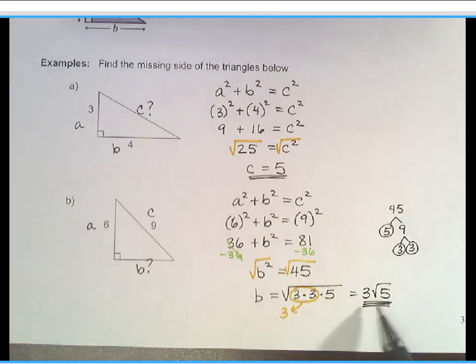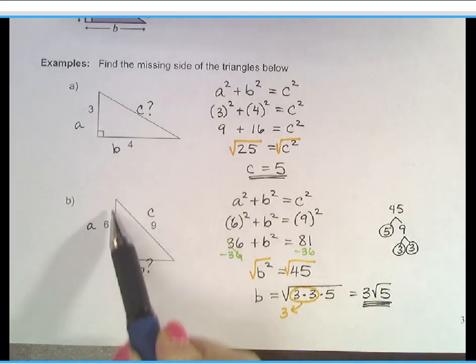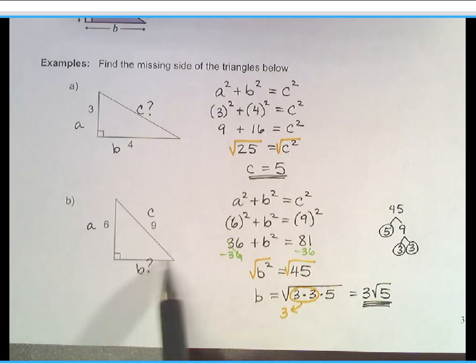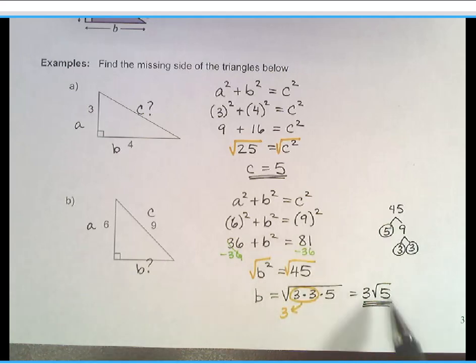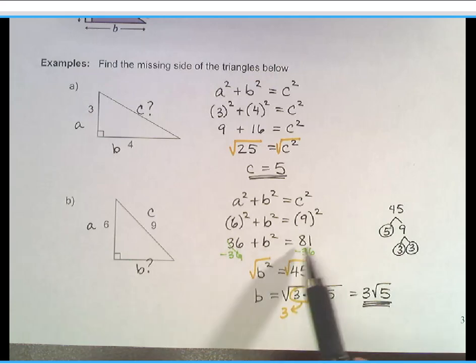That is the exact answer. That is the exact length of side B, this leg. 3 square root of 5. If they wanted a decimal approximation, then you would go to a calculator. But actually doing all of this, the only time I really used a calculator was to do 81 minus 36. I didn't even use a calculator for the harder part, right? The factor tree I didn't need a calculator for. So that's how you would simplify the square root if you're doing the Pythagorean theorem.